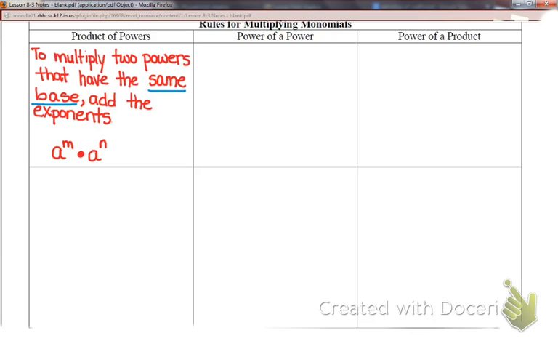They have the same base, which in this problem is the letter A, so that means we get to add the exponents. So we would simplify this. Now, since m and n aren't numbers, to show that we're adding the exponents, we just say it's A to the m plus n. If they were actual numbers, we would be able to add them, and we'll see that in our examples.